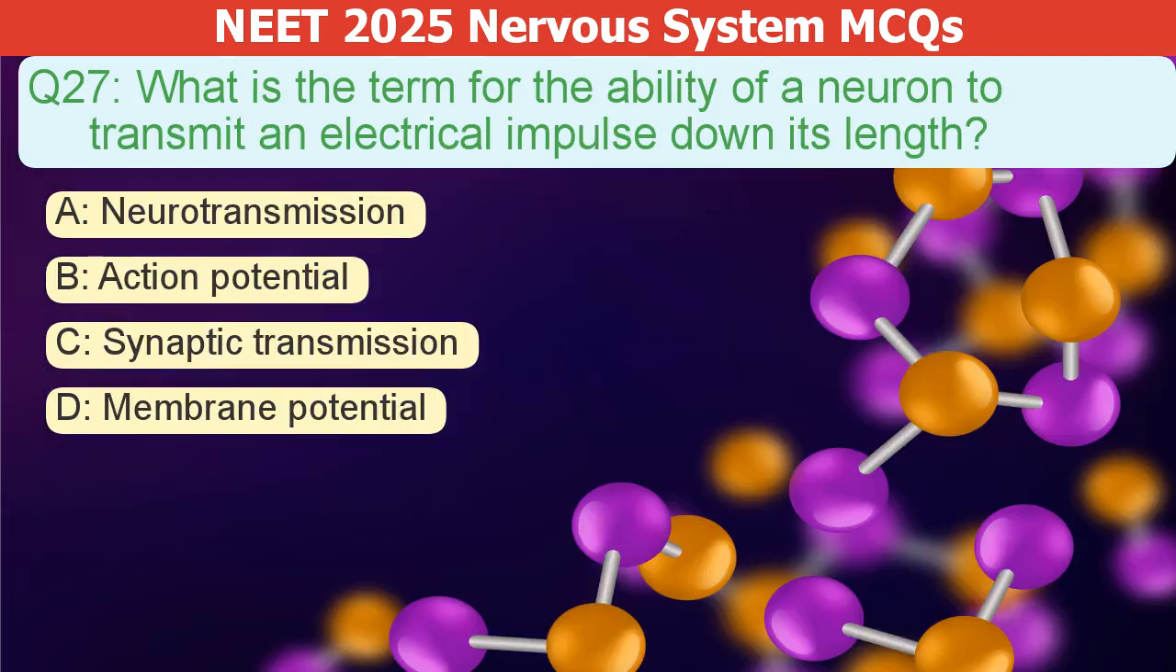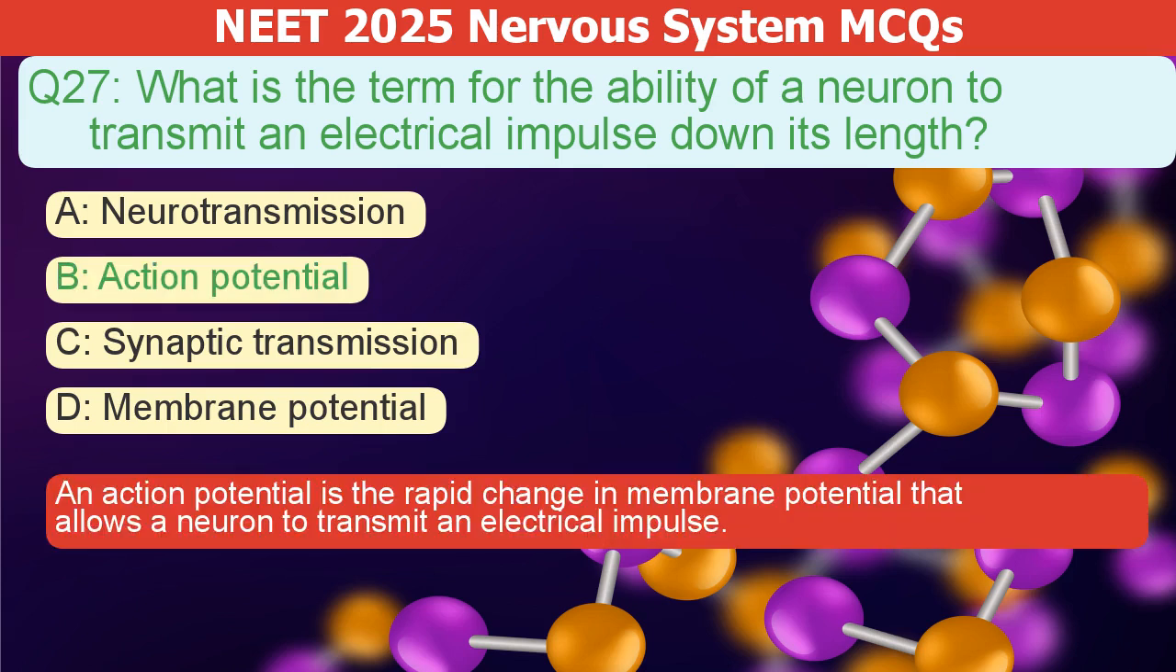What is the term for a neuron's ability to send an electrical impulse along its length? A. Neurotransmission. B. Action potential. C. Synaptic transmission. D. Membrane potential. The correct answer is B. An action potential is the rapid change in membrane potential that allows a neuron to transmit an electrical impulse.